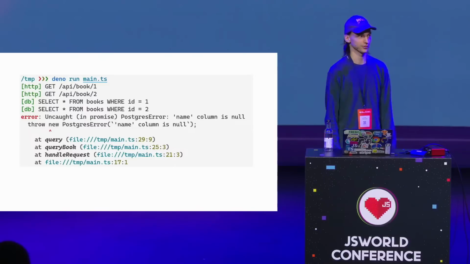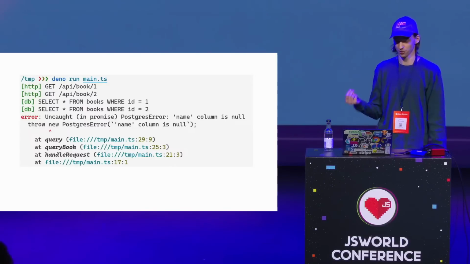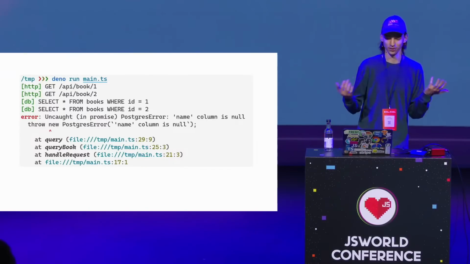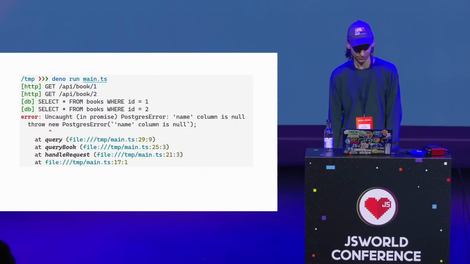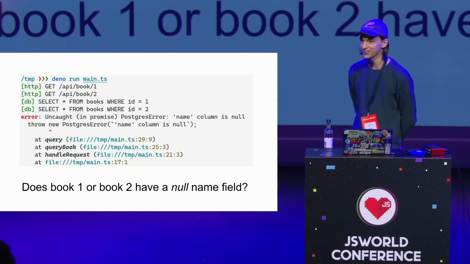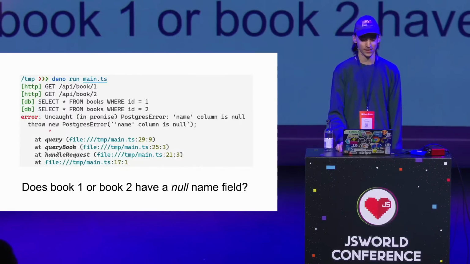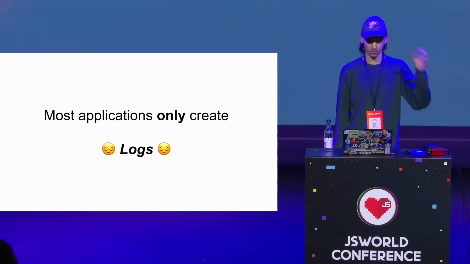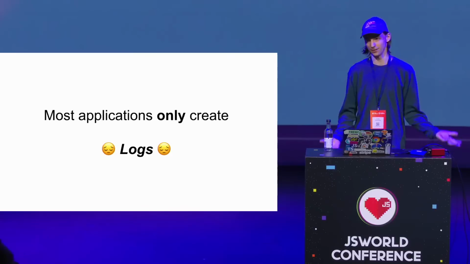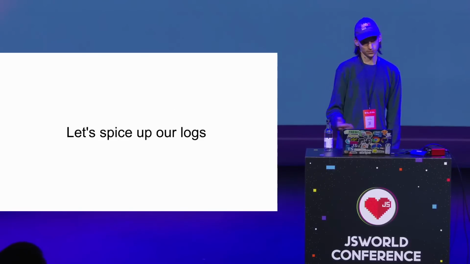And this then ends up with situations like this. So I have a server here that logged something out. 2 HTTP incoming requests, it made 2 database queries, and then there was an error that some column name is null. Does book 1 or book 2 have a null name field? Who can tell me? Nobody, exactly, because you don't have the data. This is one problem with logs. Logs can be really useful, but they can also be very tricky to work with if there's not enough data attached to them. So let's spice up our logs a little bit.